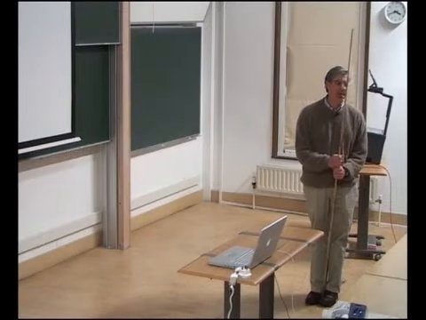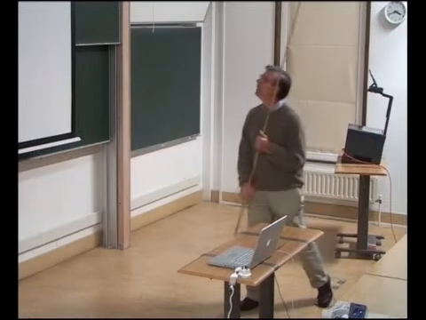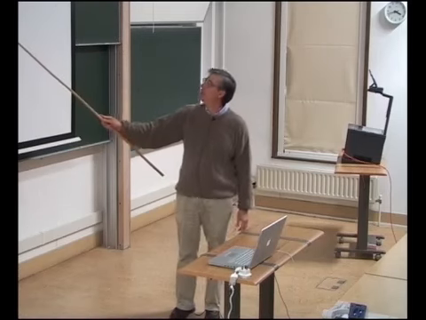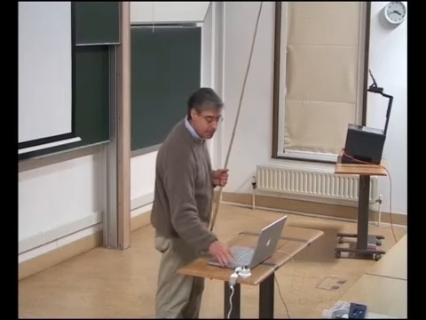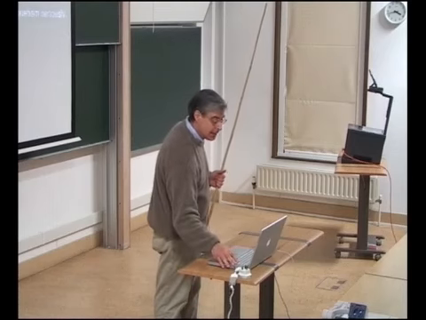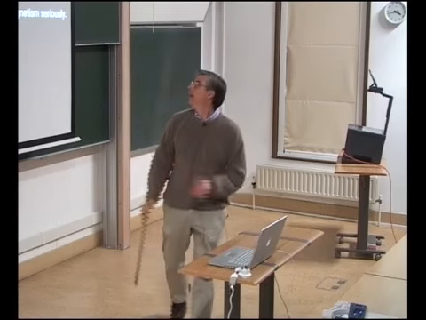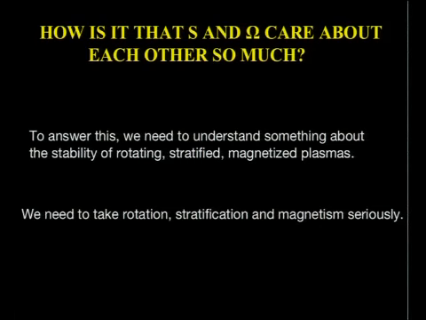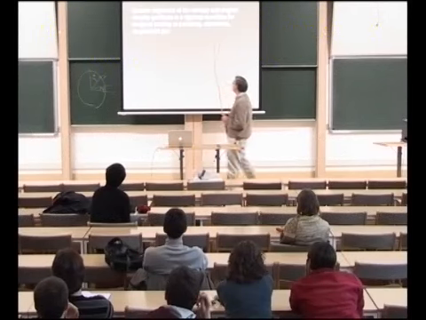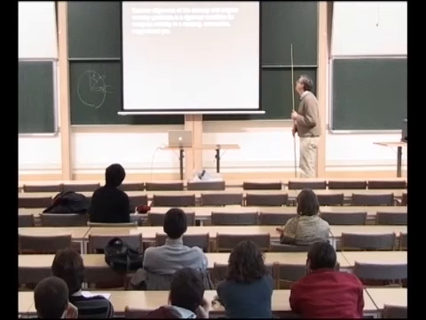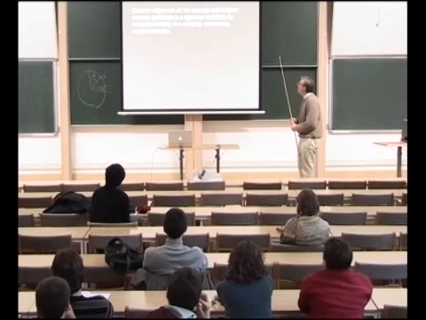To answer this question, we need to understand something about the dynamics. I haven't given any discussion yet about what a possible dynamical coupling between S and omega might be due to. And we need to take into account the stability of rotating, stratified, and magnetized plasmas, even if they're weakly magnetized. And we need to take rotation, stratification, and magnetism all seriously on the same footing.